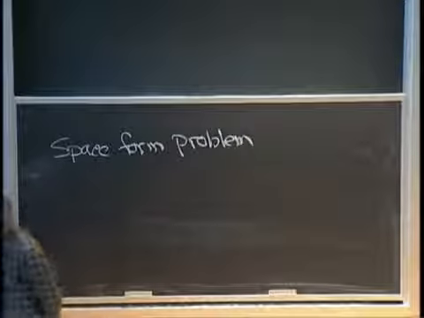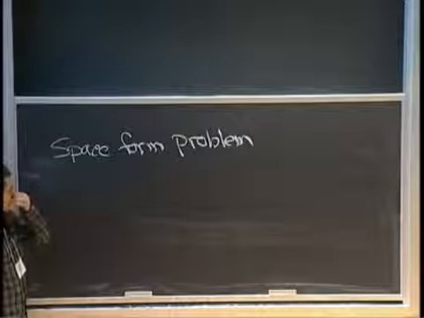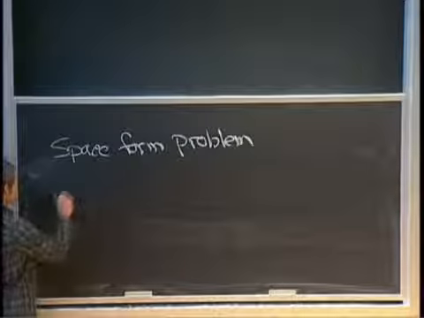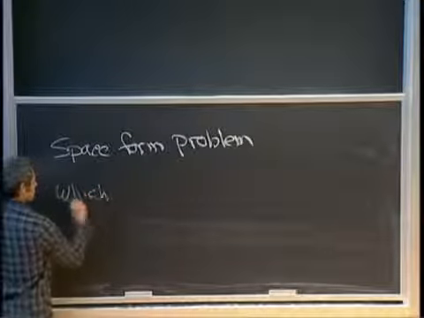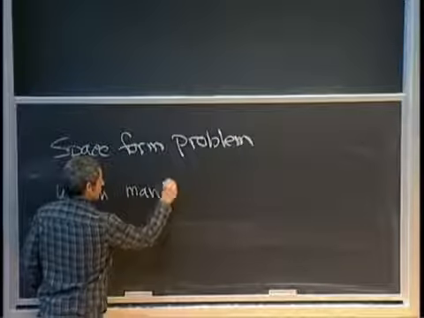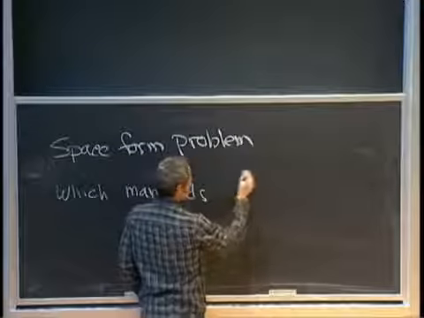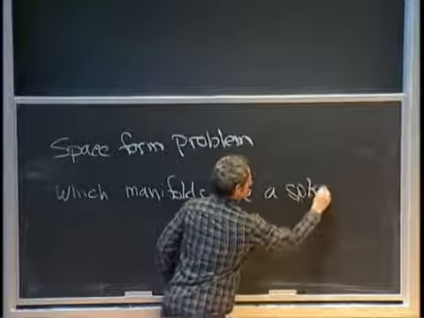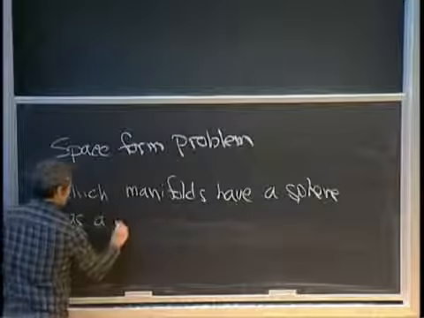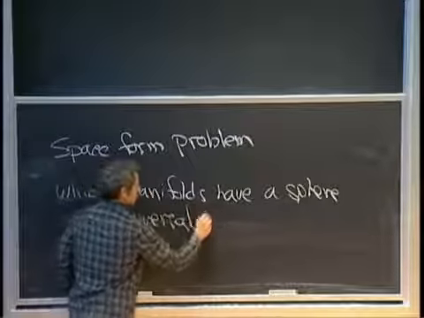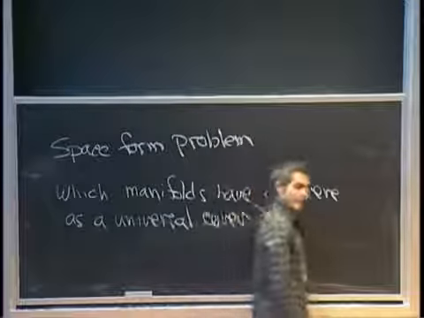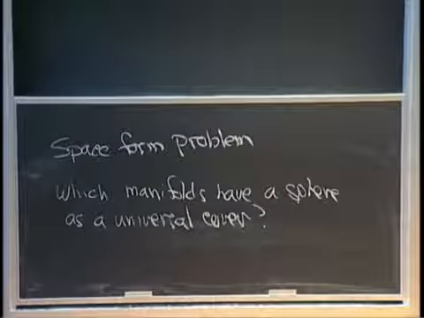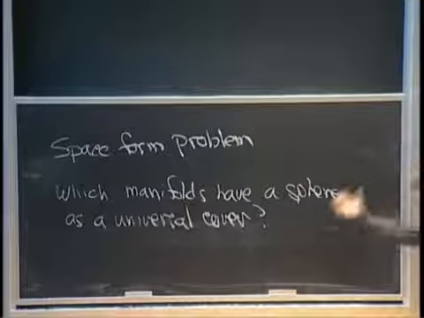The problem really goes back to the 1800s, but it's stated in what we think of as more modern terms by Hopf around the 20s. The question there is to classify manifolds that have a sphere as the universal covering. Another way of asking that, if we pass to the universal cover, is what kind of groups can act on a sphere?